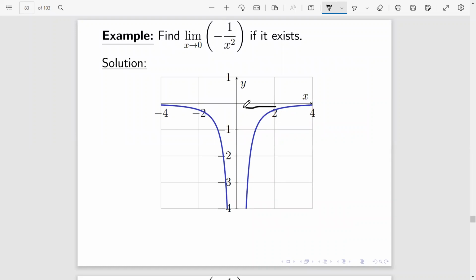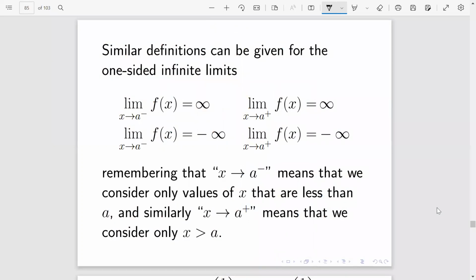As you can see, when x is approaching 0, coming from the right and coming from the left, the y values keep on decreasing without bound. It means that these values become very large negative, so you can say the function goes to negative infinity. I hope that makes sense. This is what we mean when we say that the function goes to negative infinity.